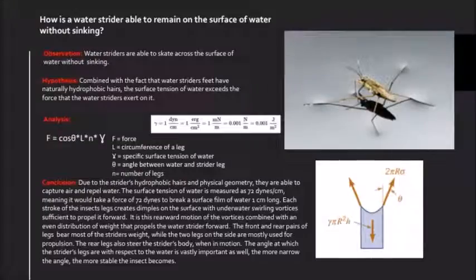Alright, the topic that we researched was how a water strider is able to remain on the surface of water without sinking. Our observation is that water striders are able to skate across the surface at high speeds without sinking or puncturing the surface tension.